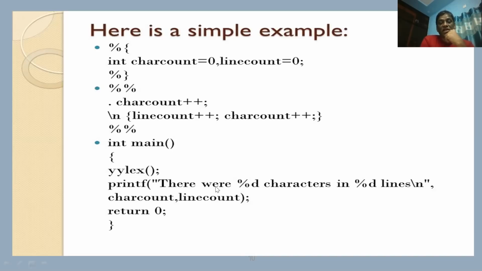The first percent d displays the number of characters, char count, and the second percent d displays the number of lines, which is in line count. And return 0 indicates the successful completion of your program.